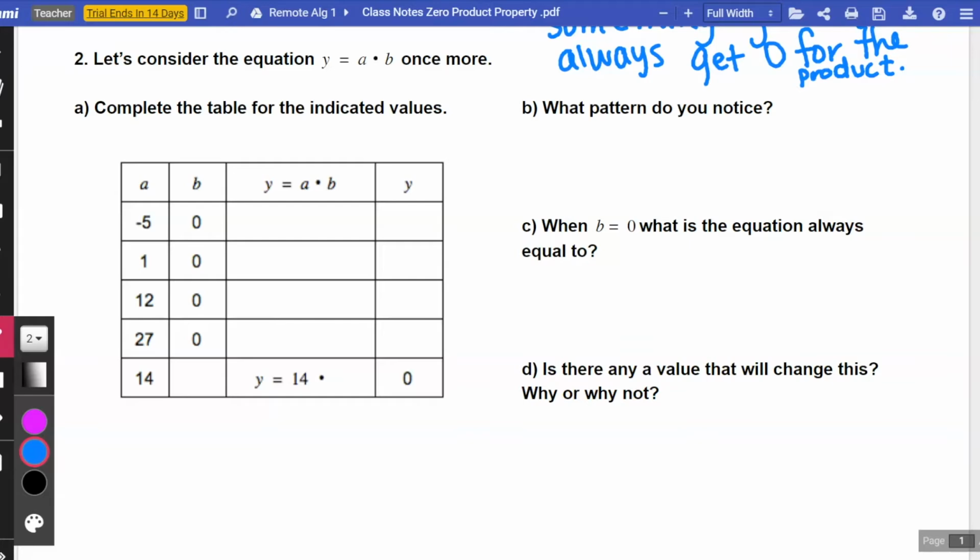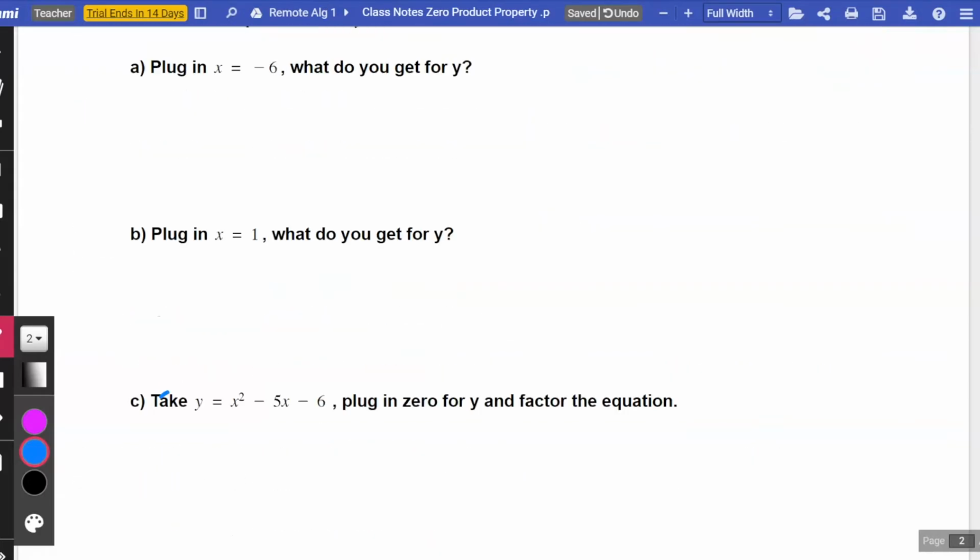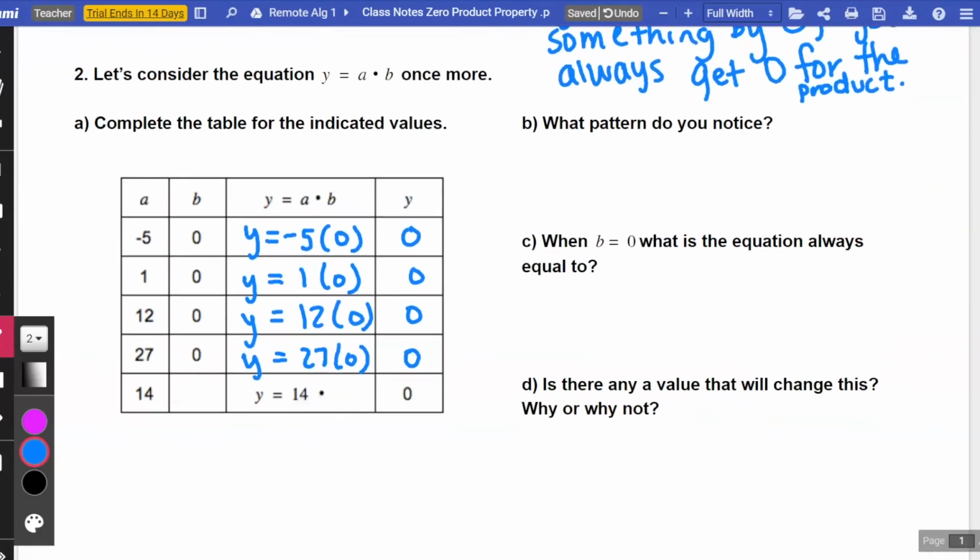In the equation, if you plug in -5 times 0, you should have gotten 0. You multiplied 1 times 0, you should get 0. Multiply 12 times 0, you still get 0. And if you multiply 27 by 0, you definitely get 0. Now down here, it says 14 for a, blank for b, y equals 14 times some number, and they got 0 for y. What would they have plugged in for b to multiply by 14 to get 0? Well, they would have plugged in 0.